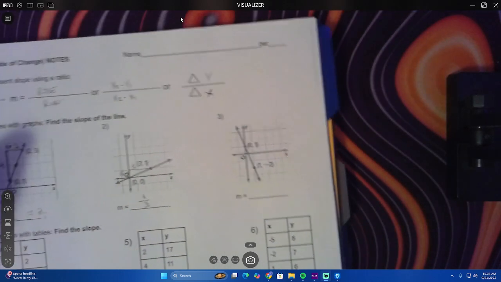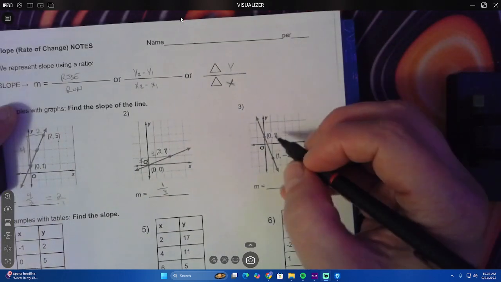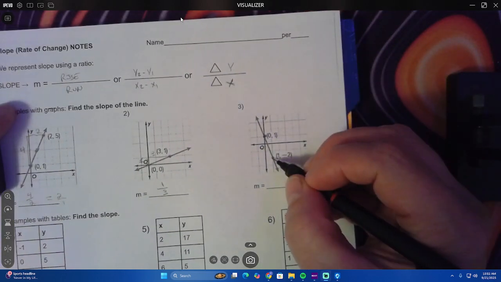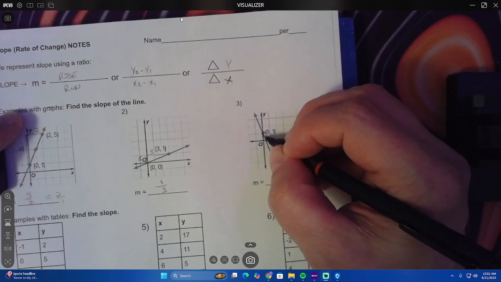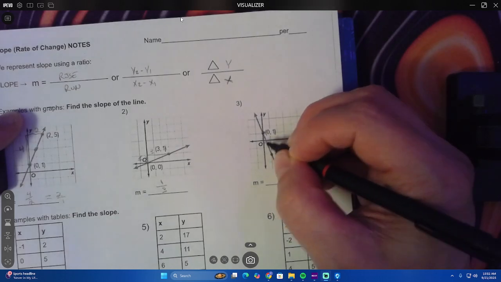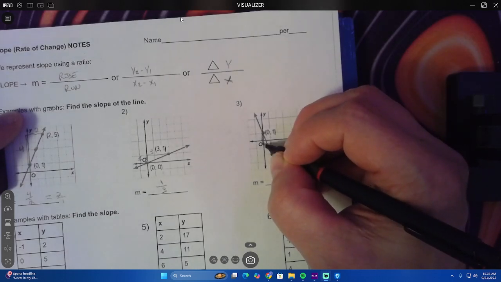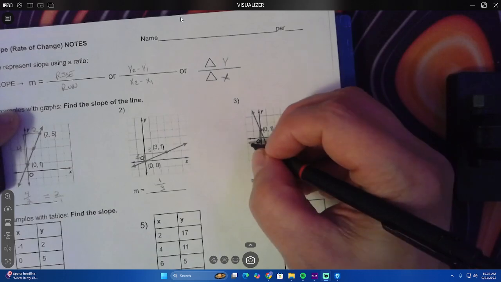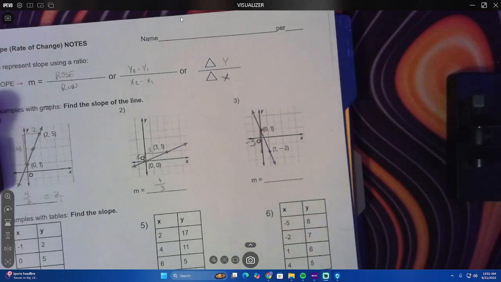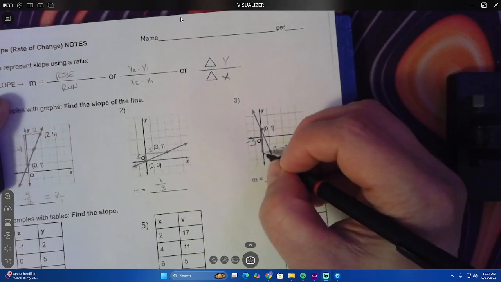Now let's look at example 3 here. In this example, I want to go from this point at 0, 1 all the way to this point at 1, negative 2. Now here, when I change in my y direction, I'm going down. I go down 1, 2, 3 spots. To represent that going down, I'm going to say that's negative 3.